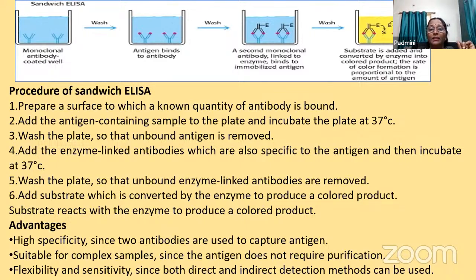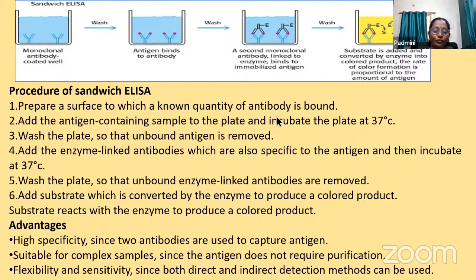Now, once this secondary antibody has been added, it is again washed. Why? Because any unbound secondary antibody is washed off. And then you're going to add the substrate of interest. Once you add the substrate, it is going to be hydrolyzed by the enzyme and the color is going to be developed. And the intensity of the color is read by the spectrophotometer.